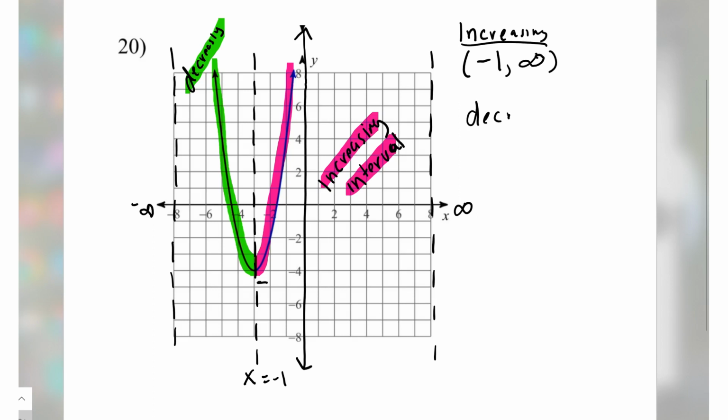Decreasing: when we're reading it from left to right, coming from negative infinity, you notice that the graph is decreasing all the way as you approach negative 1. Even though the arrow is pointing up, when you read it from left to right, you notice that the graph is decreasing. So the decreasing interval is from negative infinity to negative 1.